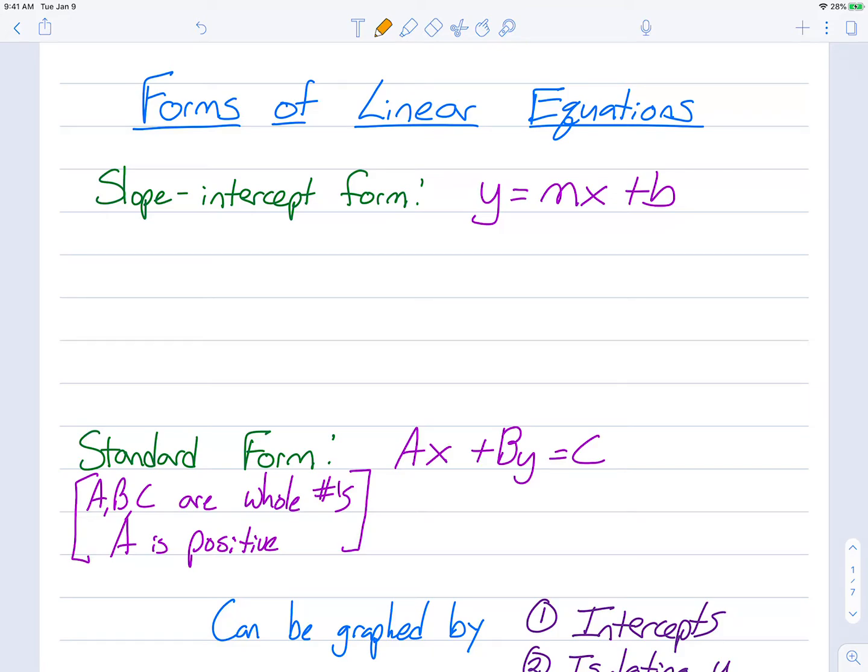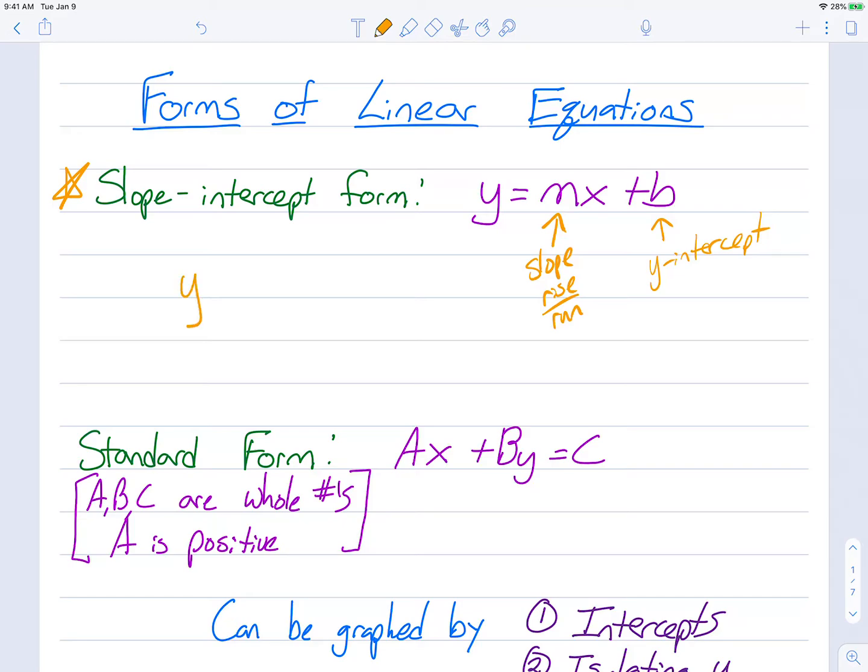Forms of linear equations. The first form that we've already talked about is slope-intercept form. That is y equals mx plus b. So m is your slope, which is your rise over run, and b is your y-intercept. It is where you start on the y-axis.